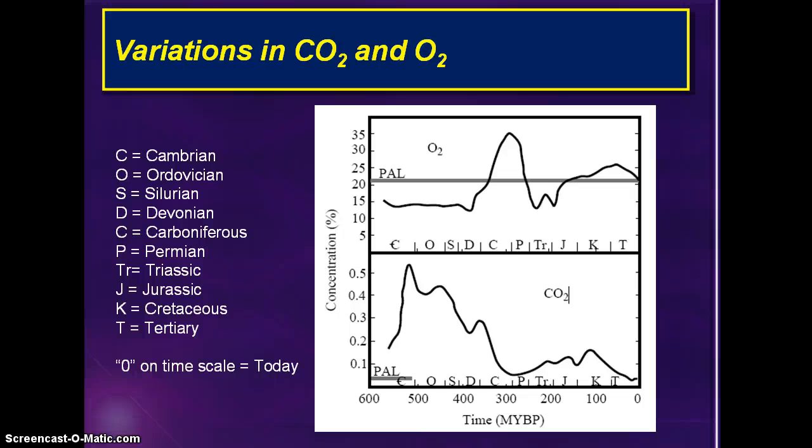Here you can see some of the variations in carbon dioxide and oxygen that we've recovered from the fossil record, in rocks and in ice cores. So this shows you that there's a big peak in oxygen as plants started to arrive, as photosynthetic organisms started to arrive. And you also see that carbon dioxide drops as a result.